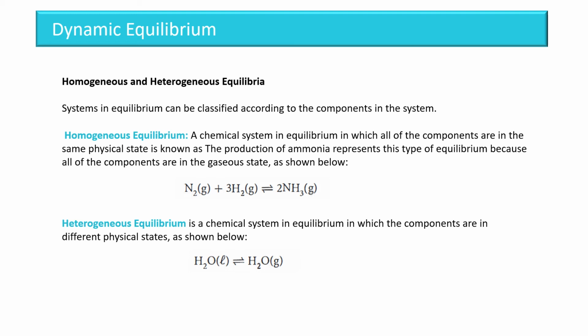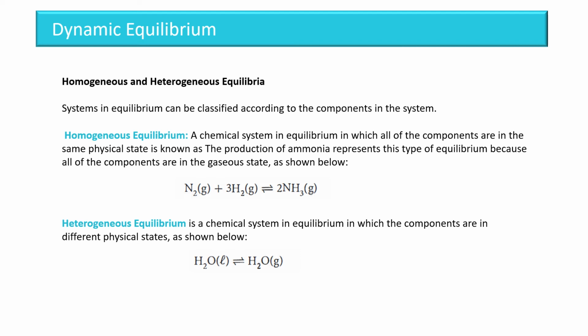Systems in equilibrium, then, can be classified according to the components in the system. They can either be homogeneous or heterogeneous. So let's take a look at homogeneous equilibrium. This is a chemical system in equilibrium in which all the components are in the same physical state. The production of ammonia represents this type of equilibrium because all of the components are in the gaseous state, as shown below.